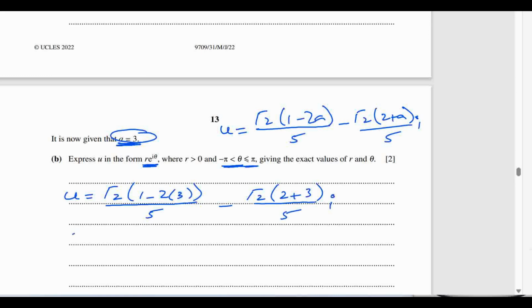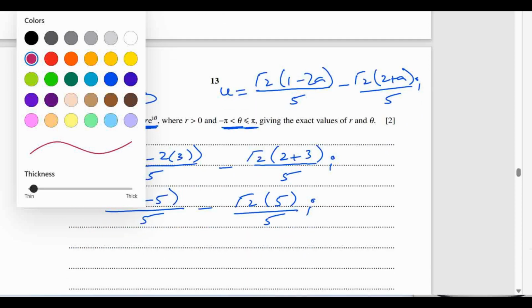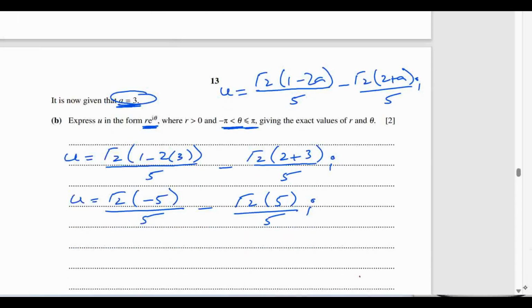So from here we can see u is equal to square root of 2 into minus 5 divided by 5 minus square root of 2 into 5 divided by 5. So from here we can cancel out these two. If we cancel out these two, this will become u is equal to minus square root of 2 minus square root of 2i.